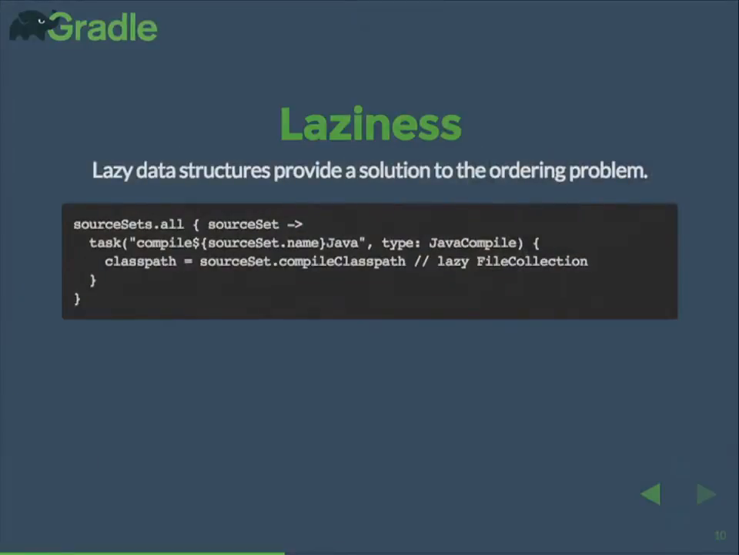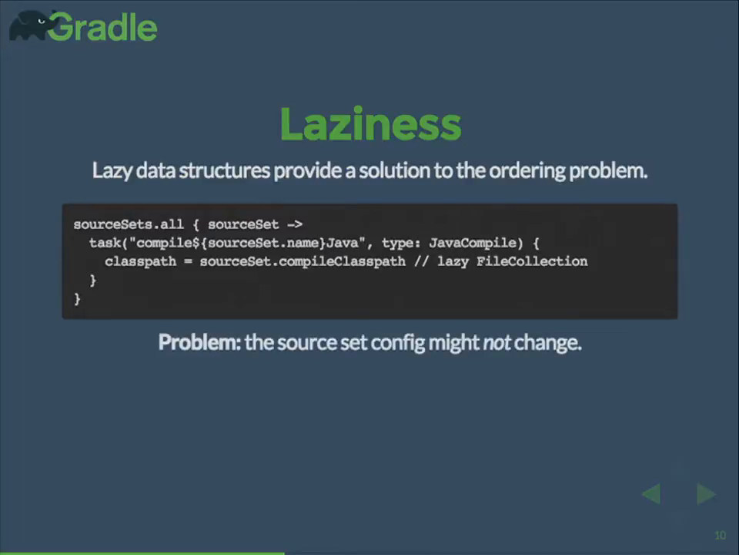So here's the same code, and here's an example of using laziness to try and get around the eagerness. It's exactly the same thing, but now we're wiring in the class path of this particular source set. So we're setting the class path of the compile task to be the class path represented in the actual model, and this works because that's a lazy data structure. Compile class path is one of these file collections. It can change later, but it still works because when it's resolved, it gets that new information.